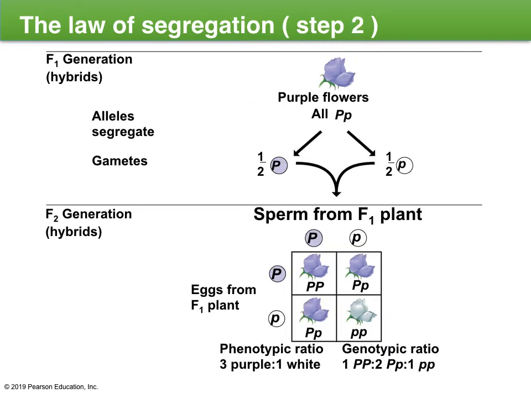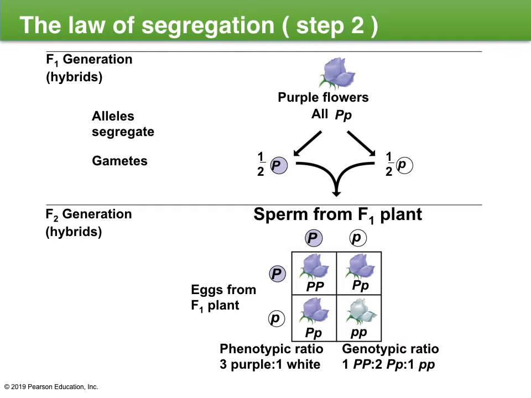So crossing the F1s, again, here are your two possible alleles for each gamete in these individuals. And again, it's an equal probability: one big P, one little p, one big P, one little p, because it's 50-50 that any one of these gametes will have one or the other.